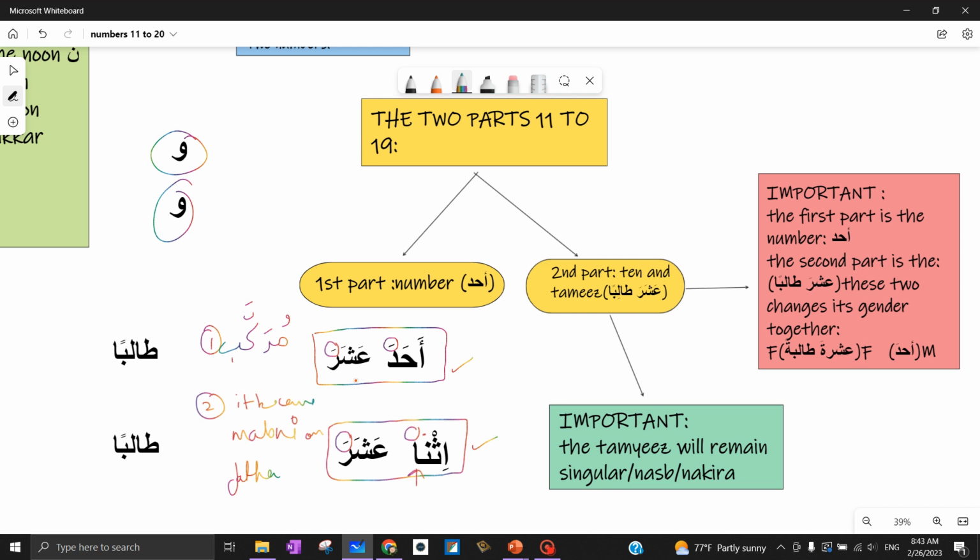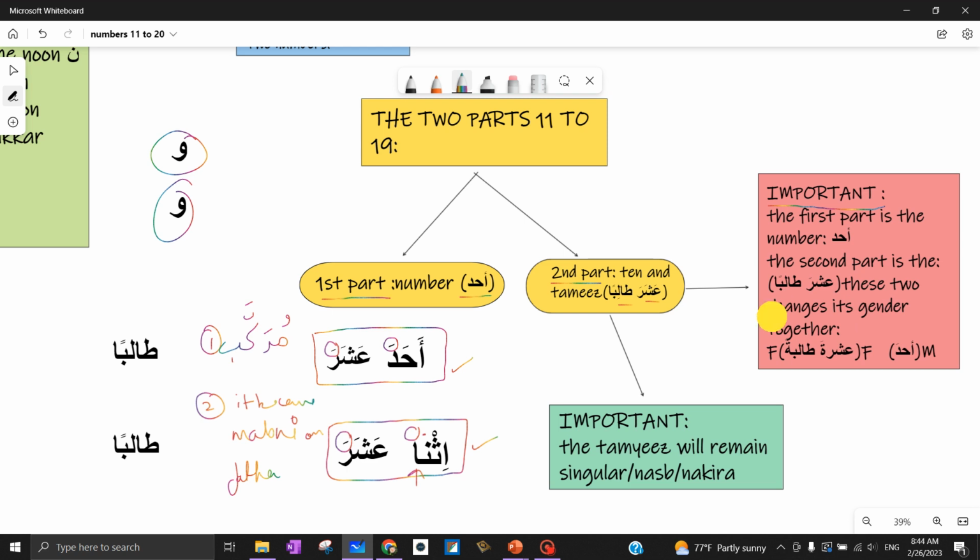Similarly, this rule applies to 13 and 19 also. All the number names from 11 to 19 became mabni on fatha. So the first part, as I discussed before, is the number name ahad. What is the second part? The 10 and the tamiz: ashara and taliban is the second part. Very important point: the first part is the number name, the second part is the ashara taliban. These two change gender together.